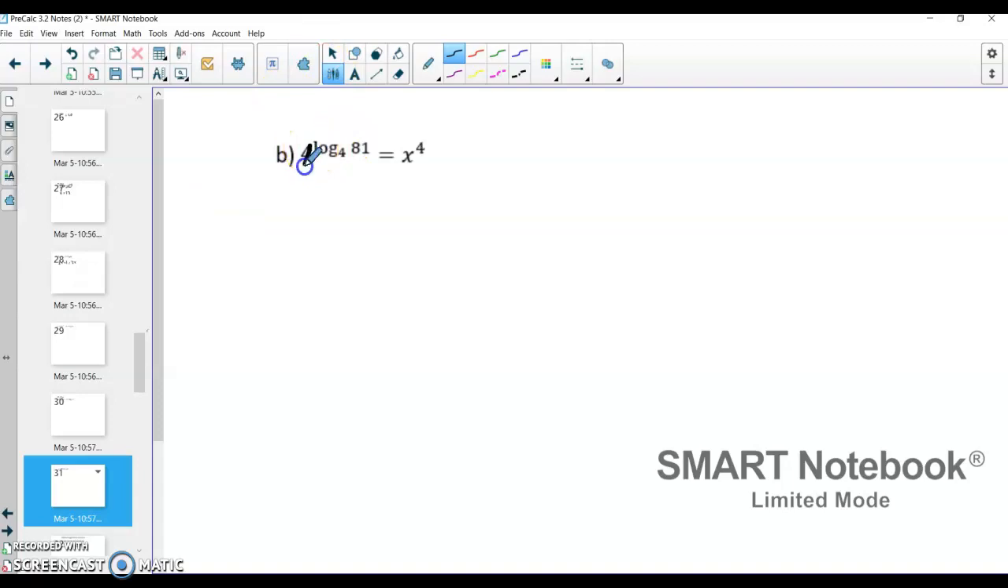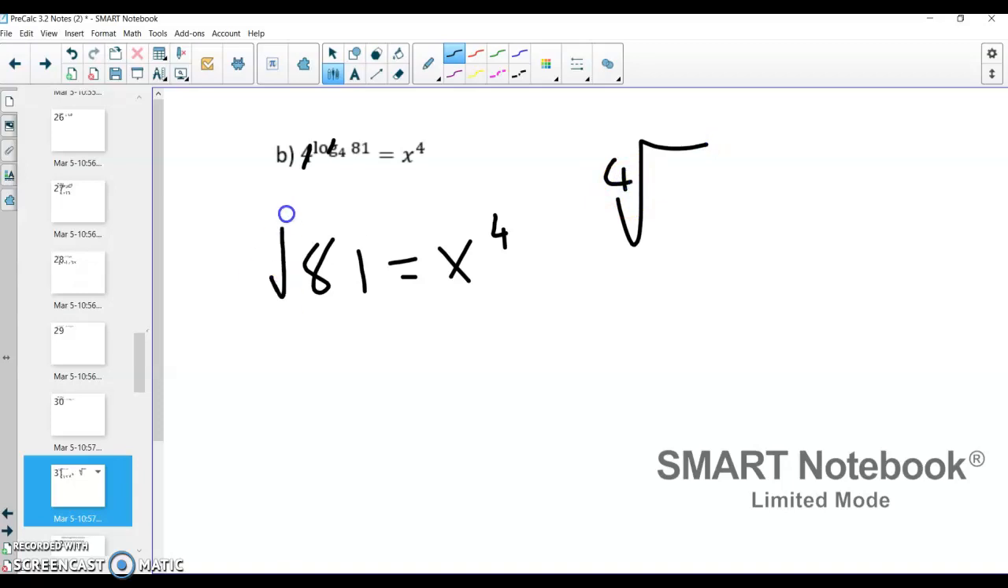Here, we have a little bit different. This cancels with this, and so we have 81 equals x to the 4th. You could do the 4th root of this, and the 4th root of 81 would give me 3. Another way you could see the 4th root is square rooting something twice. So the square root of 81 is 9. Square root again, you get 3 equals x.